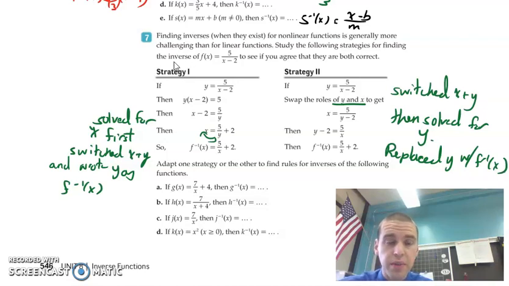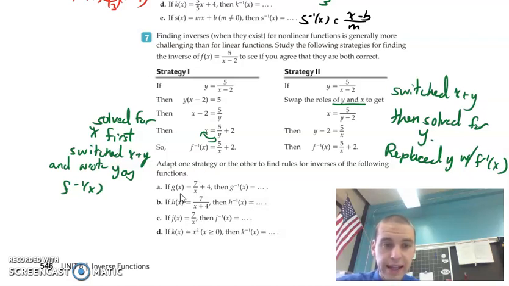Strategy 1 should make more sense because that's how we did numbers 5 and 6. We solved for x, we solved for the opposite variable, and then replaced it with f inverse of x. Strategy 2 is maybe a little easier because we switch x and y immediately and then don't have to switch at the end. So most students like strategy 2 because you don't have to remember to switch at the end. If you would like to go with strategy 2, I completely understand. So let's recap how to find some nonlinear function inverses.